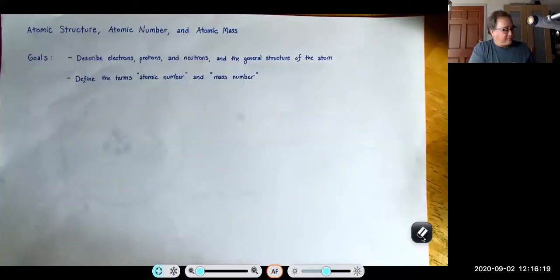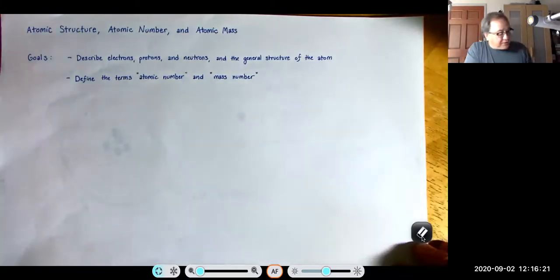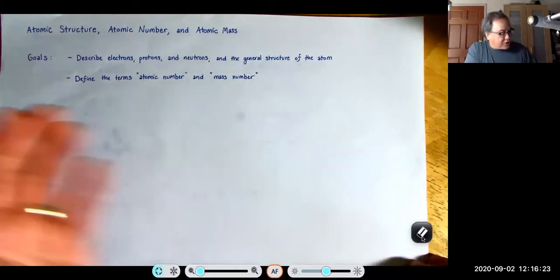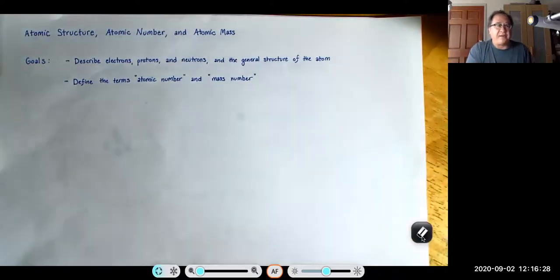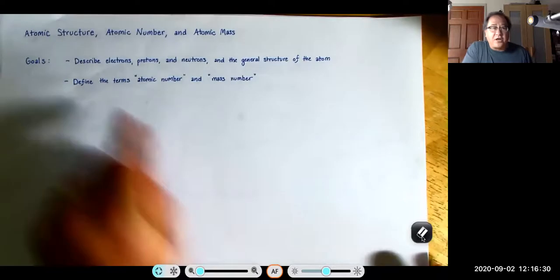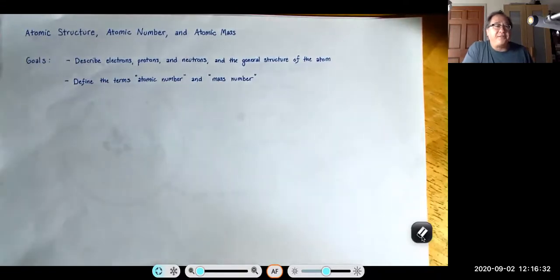And here we go. So this particular section is about atomic structure, elements, and molecules. That's what the whole section is about. And it begins with atomic structure, atomic number, and atomic mass.